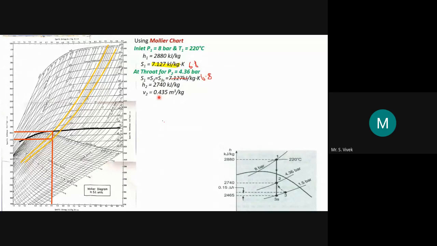1 second, sir. Sir, it is coming close to 0.4, sir. Okay, super. So similarly, I'm going to find out the exit properties. That is, exit pressure is 2 bar pressure. Okay, 2 bar pressure. I'm going to draw a line.